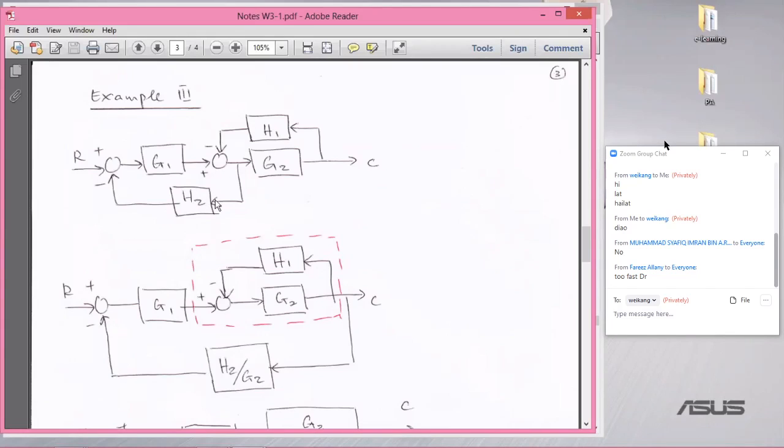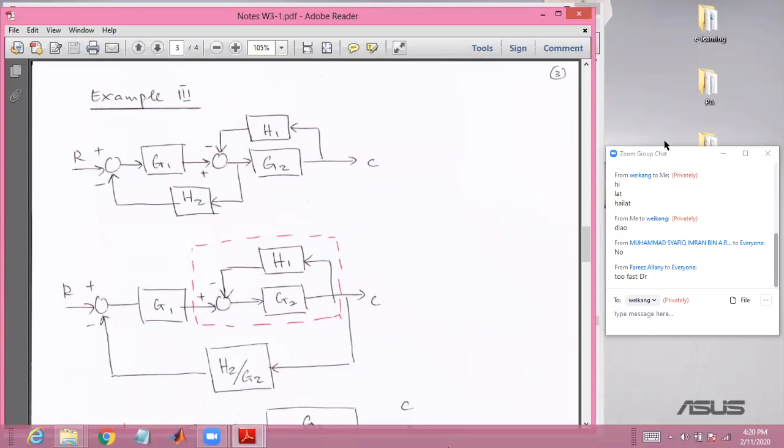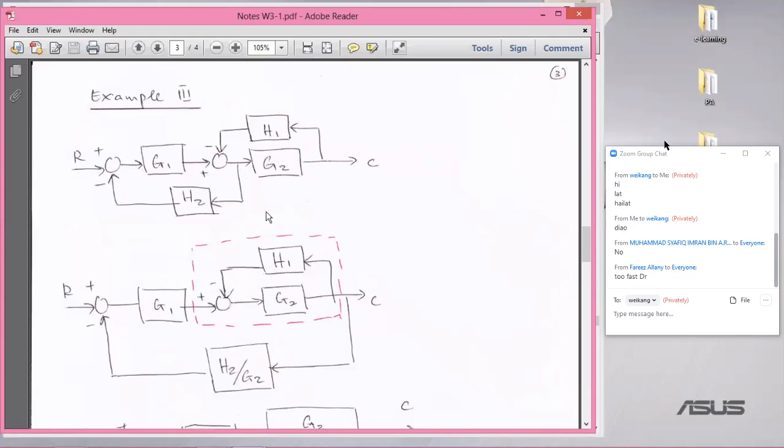So let's go over this again. Okay, I'm going to go slowly now because we have plenty of time. We have plenty of time because it's already pre-drawn. So this is the original block diagram. We want to simplify this into a single block.